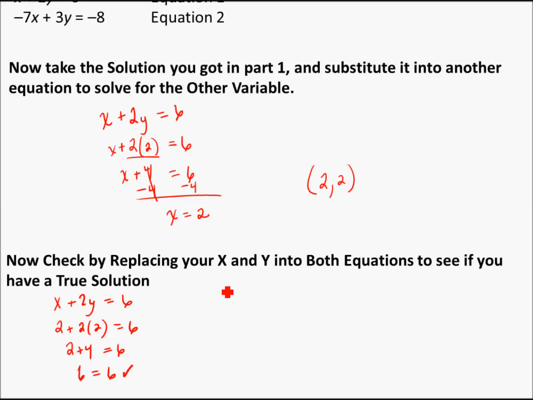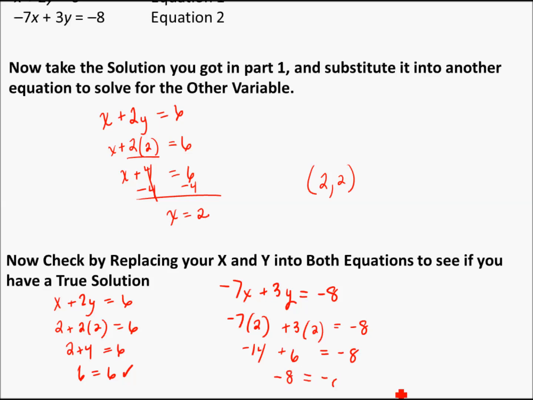Now let's try the other equation. Negative 7x plus 3y equals negative 8. Negative 7 times 2 plus 3 times 2 equals negative 8. Negative 7 times 2 is negative 14. 3 times 2 is 6. Negative 14 plus 6 is negative 8. Negative 8 equals negative 8. Hence my solution checks.